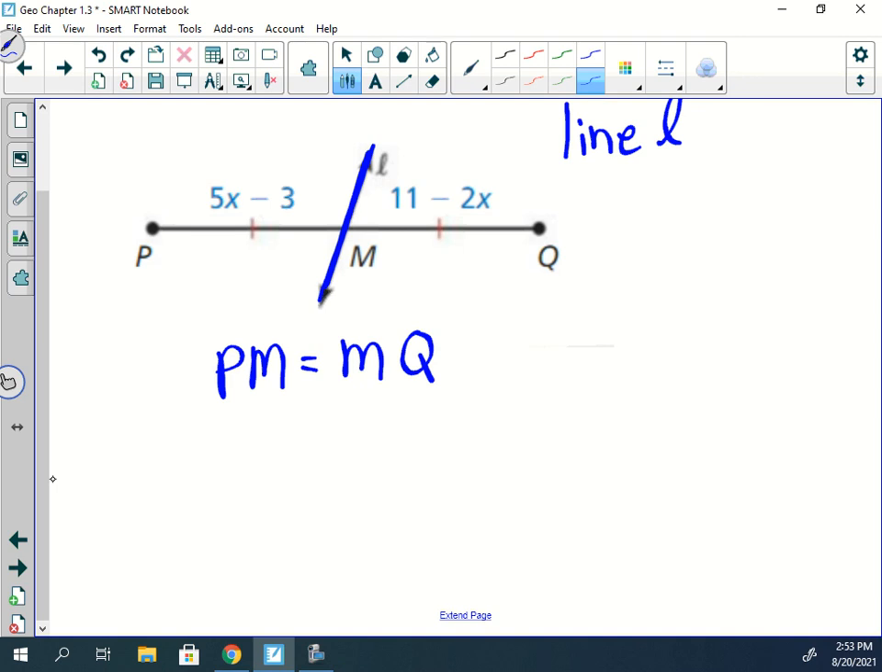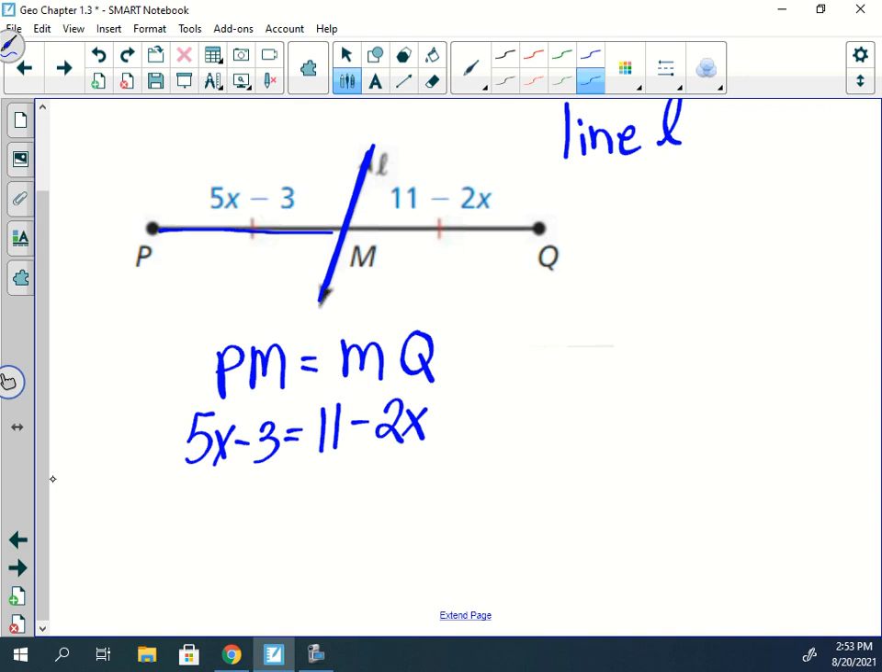Now again, just like with the last one, they didn't give us a specific value for either length, but they gave us equations or expressions to denote them. So PM's expression is 5x minus 3, and we're going to set it equal to MQ's expression, which is 11 minus 2x.